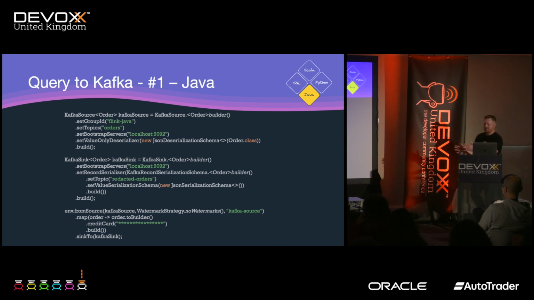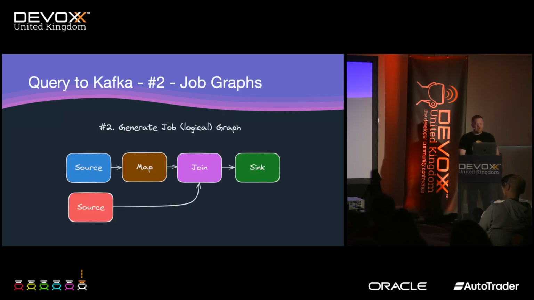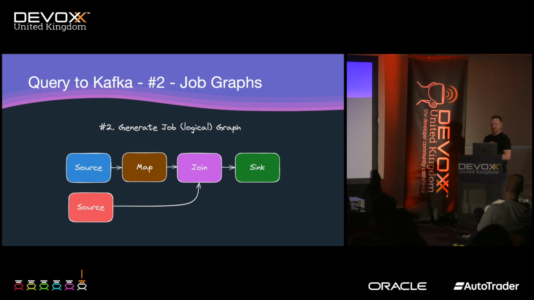So very simple, very nice to use as a Java developer. So Flink takes that Java code, that SQL code, it will run it or interpret it, and it will generate a job graph or a logical graph. So this is a logical chain of operators that define how data flows. We can read it from left to right.